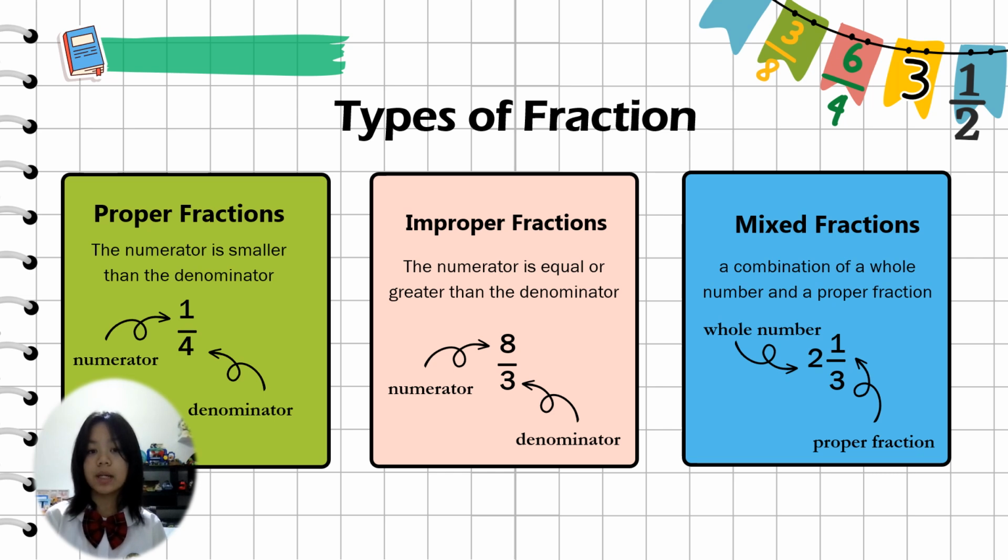Another type is the improper fractions, where the numerator is equal or is greater than the denominator as shown in our example 8/3. We also have the mixed fraction, which is a combination of a whole number and a proper fraction, like 2 and 1/3. 2 is the whole number and 1/3 is the proper fraction.